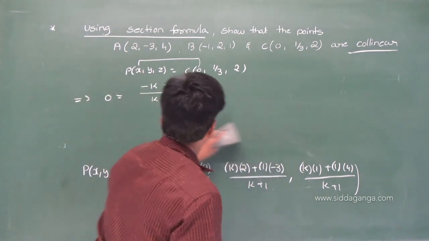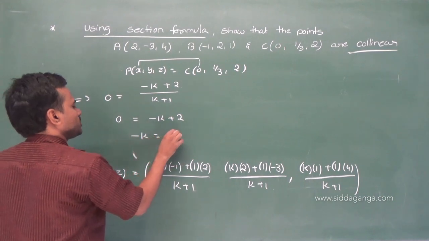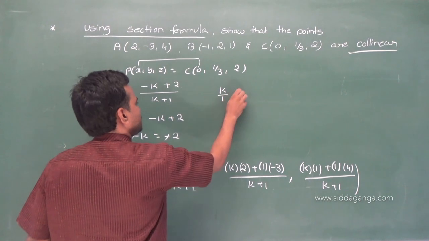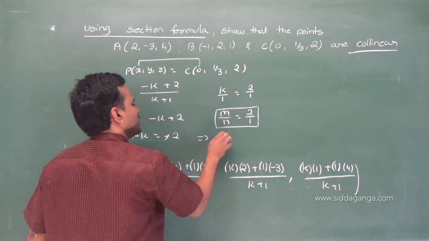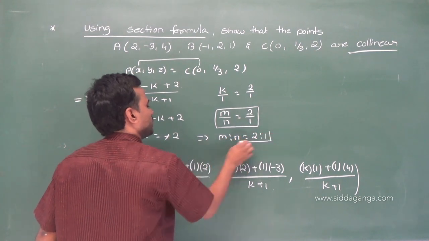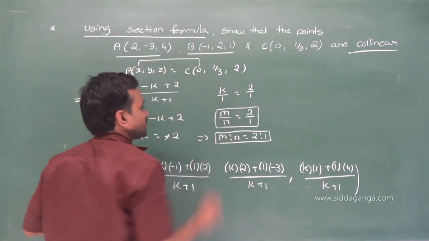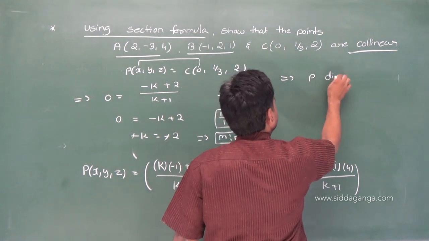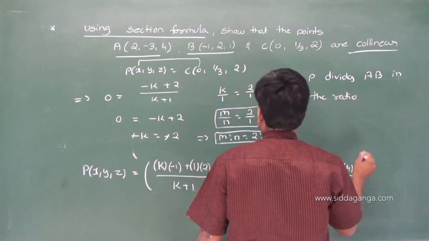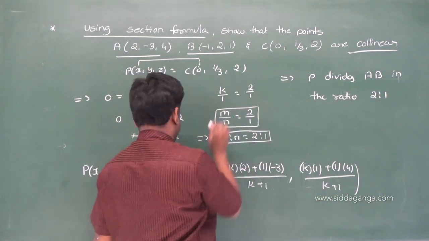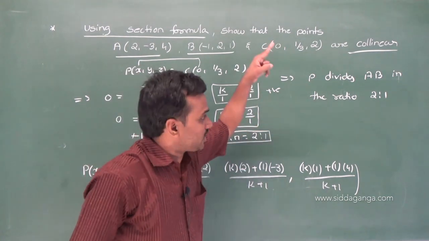That implies 0 into (k + 1) is 0, so -k + 2, -k is equal to -2, so k is equal to 2 by 1, so m by n is equal to 2 by 1. That implies m is to n is 2 is to 1, which means this point P divides AB in the ratio 2 is to 1. K is positive, correct? Here, what we find k? K is positive, that's why this division is internal division.